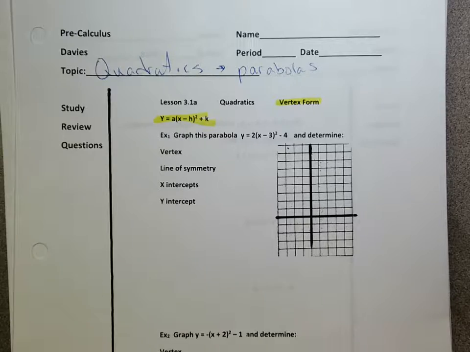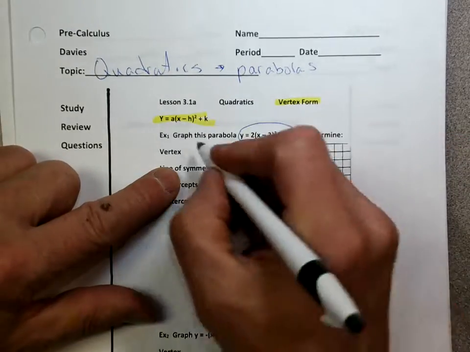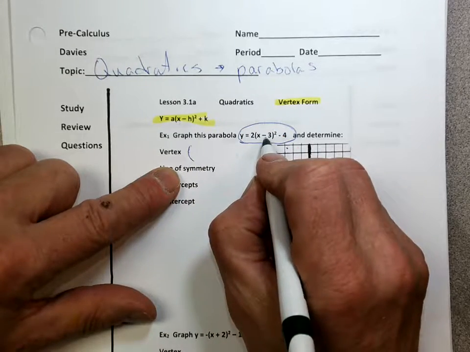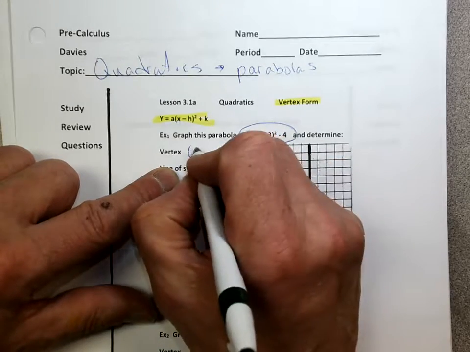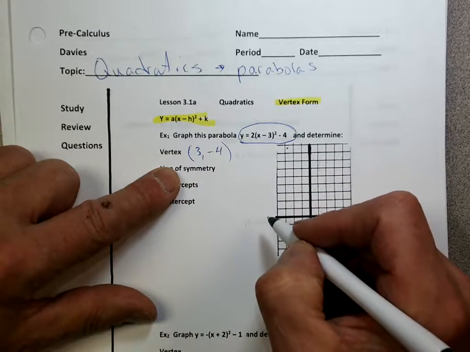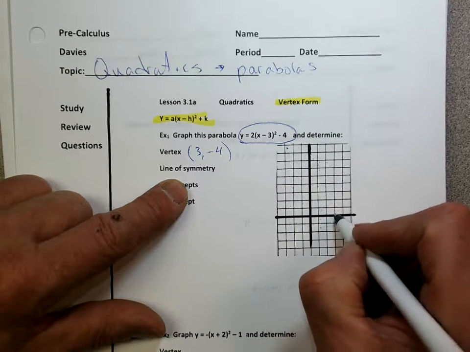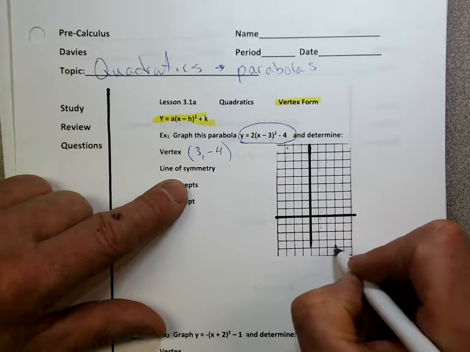So in this case, if we take a look at example 1, it's in vertex form. The vertex is right at, opposite positive 3, negative 4, okay? So then we're just going to go to positive 3, negative 4, 1, 2, 3, 4, okay?